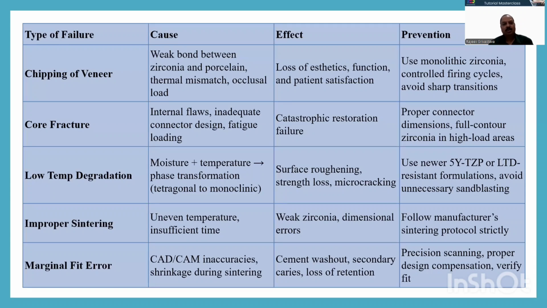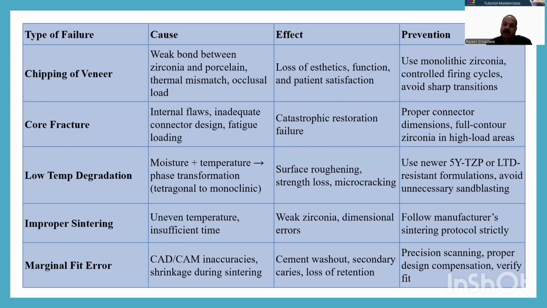So these are the causes of your zirconia failure. What are the effects and how to prevent it? I'll discuss one or two here, like core fracture. It is because of internal flaws, inadequate connector design, and fatigue loading. The effect is catastrophic restoration failure. Proper connector design and proper designing of your fixed partial denture in exocad is required before sending it for milling.